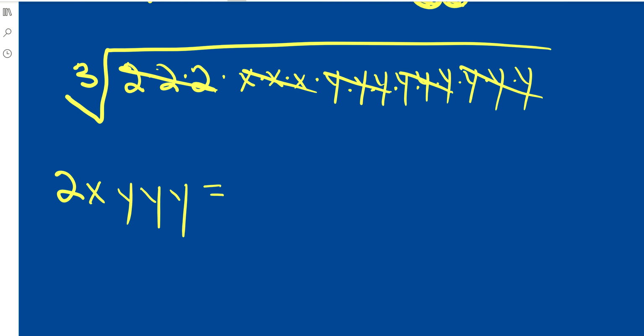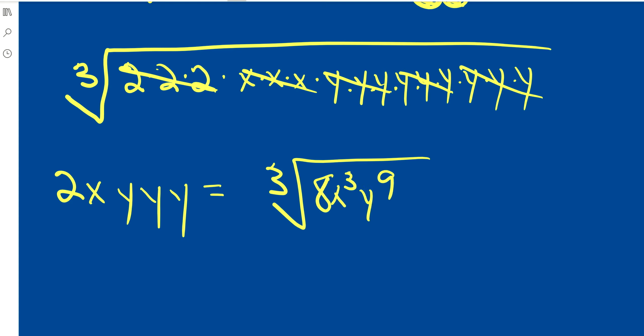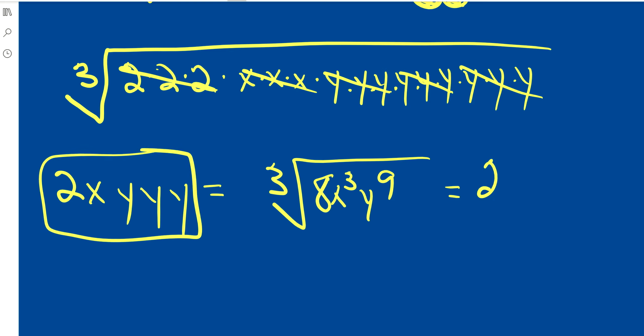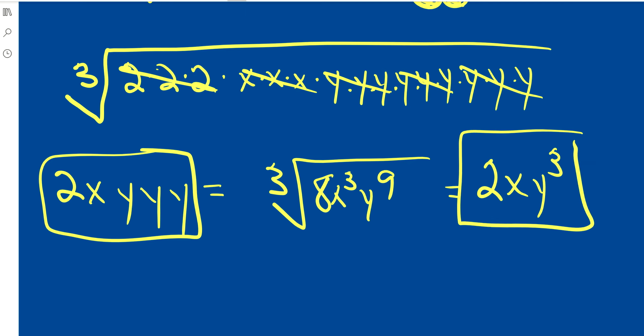So this ends up being the cube root of all that, 8x cubed y to the 9th, equals this, 2x y to the 3rd. And that's my answer for it. Okay, isn't that kind of fun? Just a little bit. The next one is a 4th root.